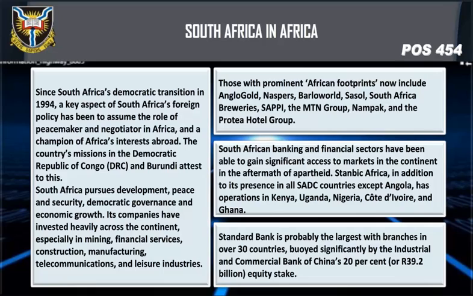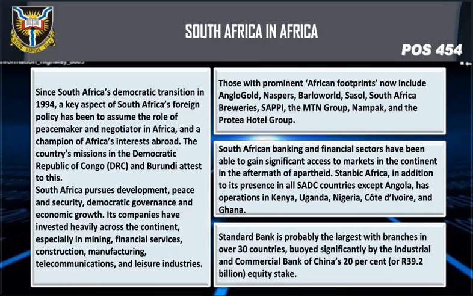South Africa in Africa. The country's mission in the Democratic Republic of Congo, DRC, and Burundi attest to this. South Africa pursues development, peace and security, democratic governance and economic growth. Its companies have invested heavily across the continent, especially in mining, financial services, construction, manufacturing, telecommunications, and leisure industries. Those with prominent African footprints now include AngloGold, Naspers, Barlow World, Sasol, South African Breweries, Sappi, the MTN Group, Nampak, and the Protea Hotel Group.